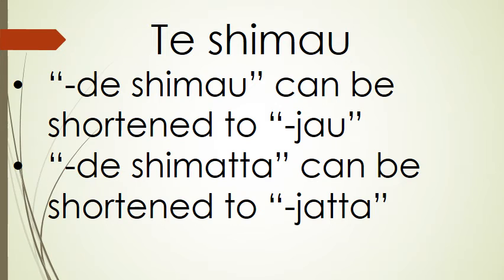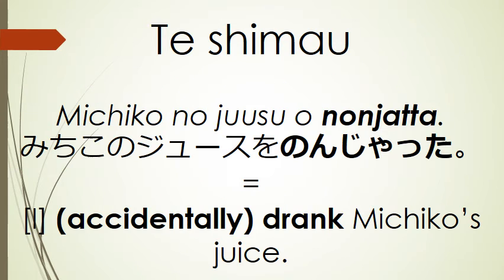Now, if we have de shimau, it can be shortened to jau, and de shimatta can be shortened to jatta. So, if I said Michiko no juice o nonjatta, that would mean I accidentally drank Michiko's juice. Although maybe it wasn't really an accident. Maybe I'm just saying that.